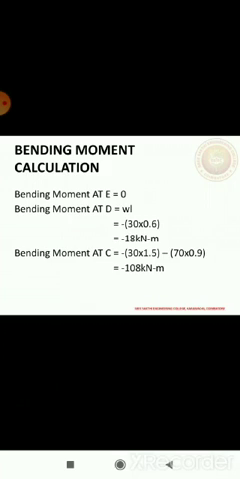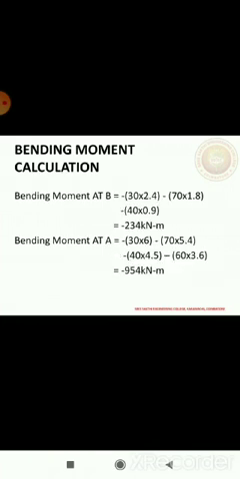For C and E, the load acting at E is 30 and the distance is 1.5 meters. So minus 30 into 1.5. Then between C and D, the load is 70 kilonewton and the distance between C and D is 0.9. So minus 70 into 0.9. The answer is that the bending moment at C is minus 108 kilonewton meter.